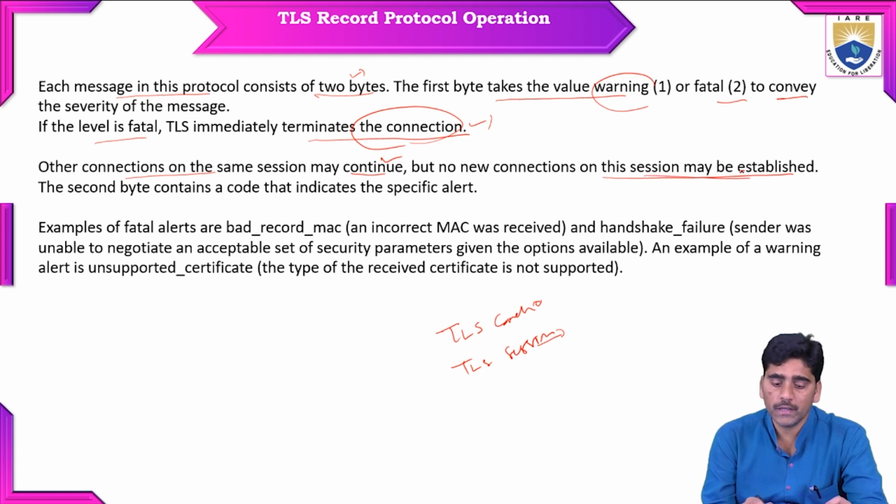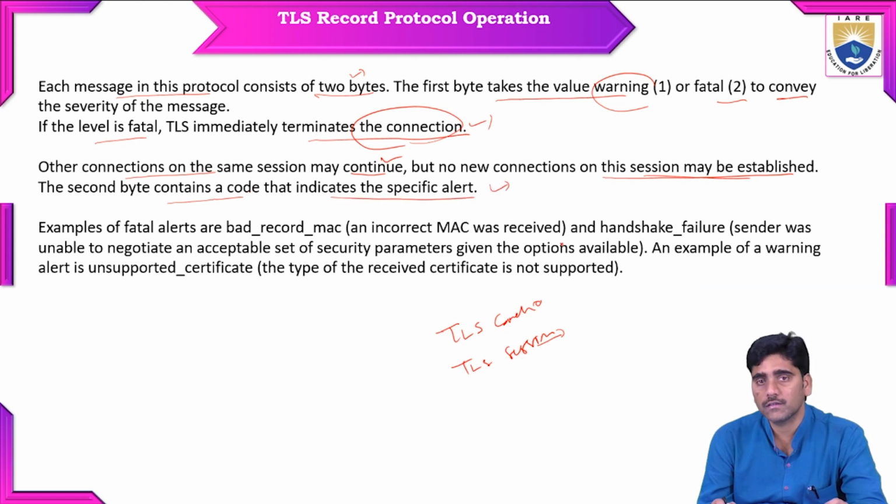So the second byte contains a code that indicates the specific alert. The first one indicates the same session, same connection, but it is not going to establish new connections. But the second byte contains the code that indicates the specific alert.